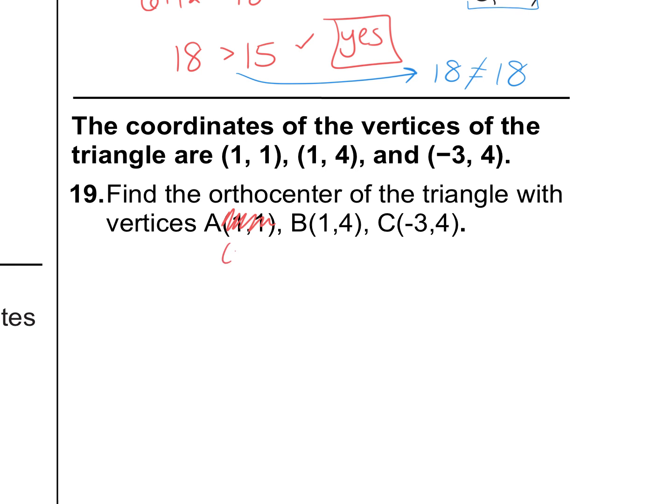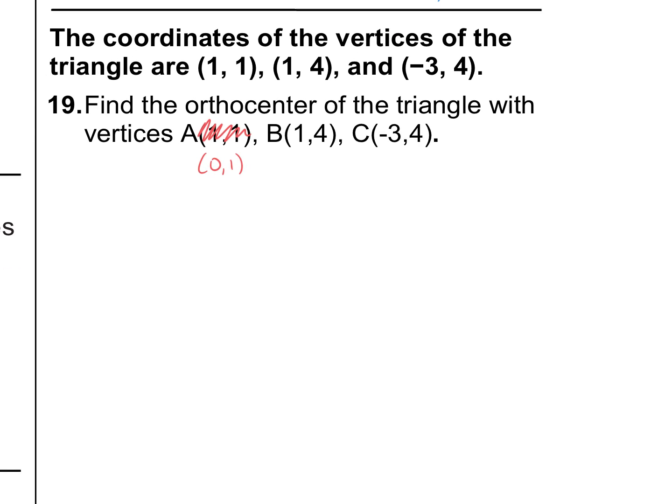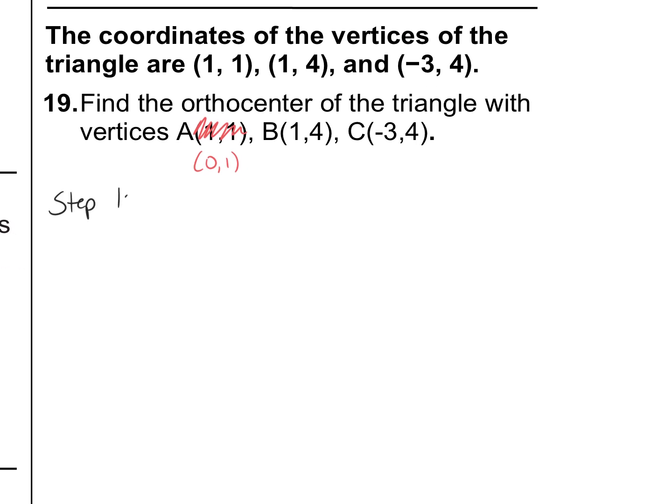I changed A to be 0, 1. How many steps are there to finding the orthocenter? There are 3. What is step 1? Find the slopes. How many slopes do we have to find? 2. Doesn't matter which sides? No. I'm just going to stay consistent and pick AB and AC. So here's x1, y1, x2, y2. What equation are we using? The m equals y2 minus y1 over x2 minus x1.